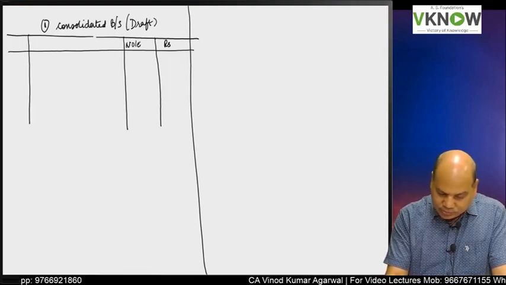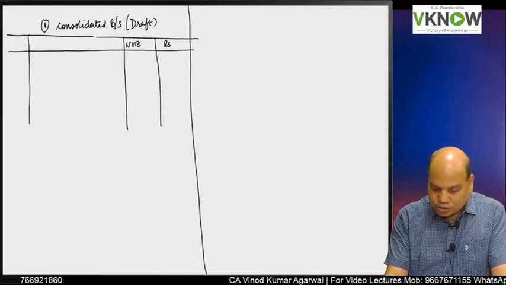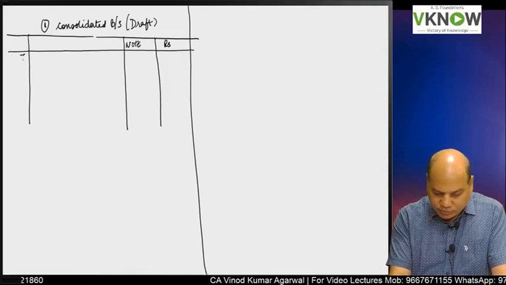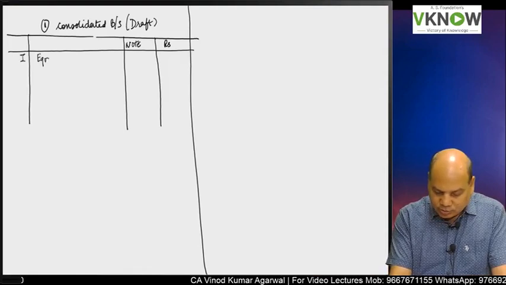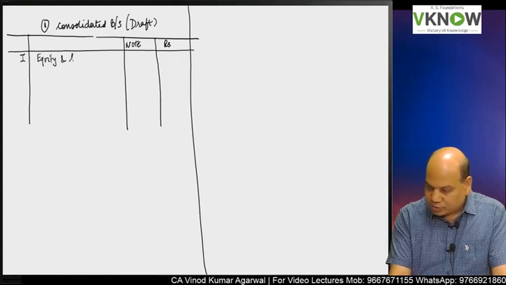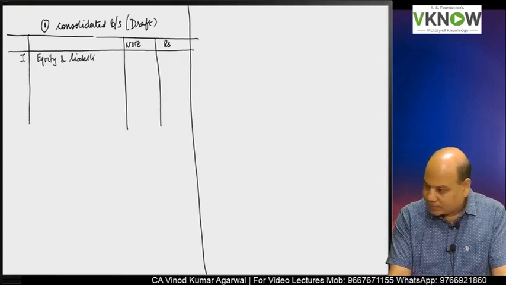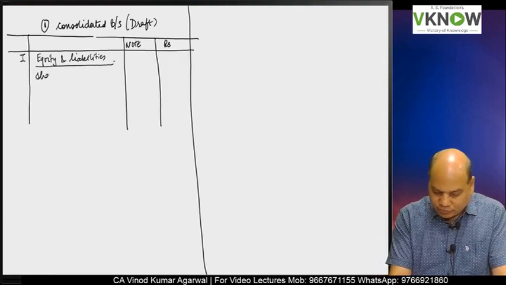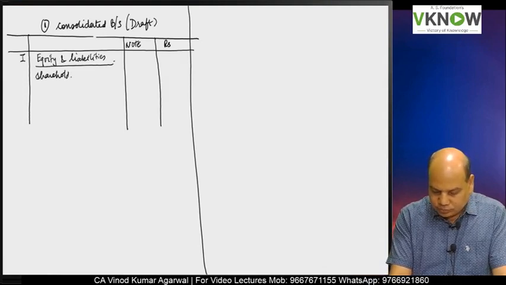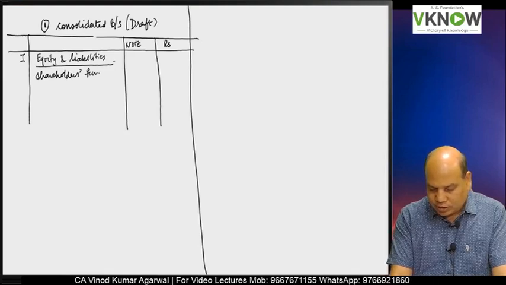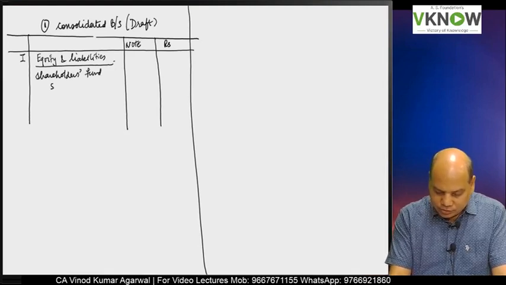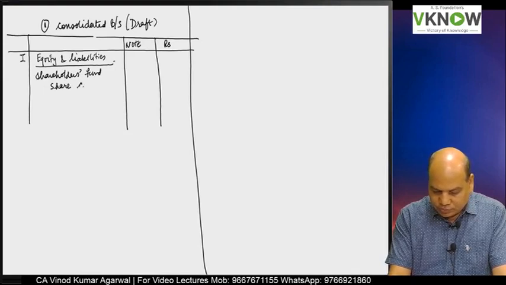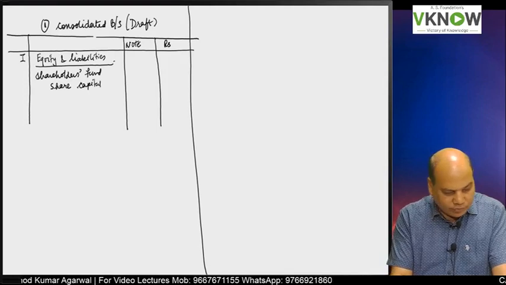So we will write the format first: serial number, particulars, note number and rupees. Serial number 1, and I am going to explain equity and liabilities. Under equity and liabilities, you write down shareholders funds, and under that share capital. This we will write later, I will put the amount later. And part 2, it is just an extract.